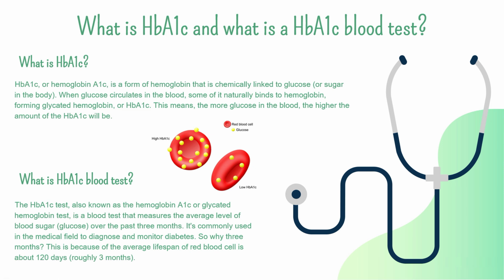So what is an HbA1c blood test? The HbA1c blood test, also known as the hemoglobin A1c or glycated hemoglobin test, is a blood test that measures the average level of blood sugar or glucose over the past 3 months. It is commonly used in the medical field to diagnose and to monitor diabetes. So why 3 months, you might be asking? This is because the average lifespan of a red blood cell is about 120 days, which is roughly around 3 months.